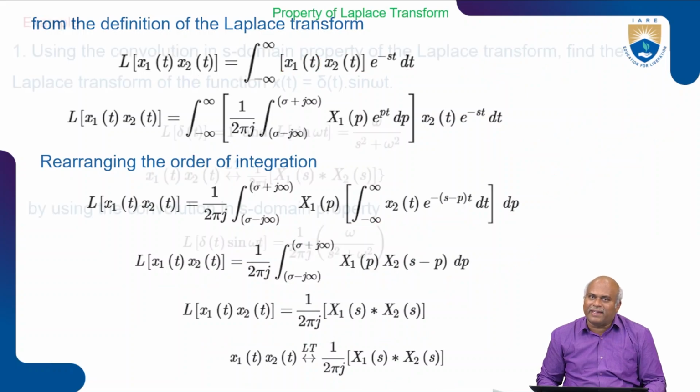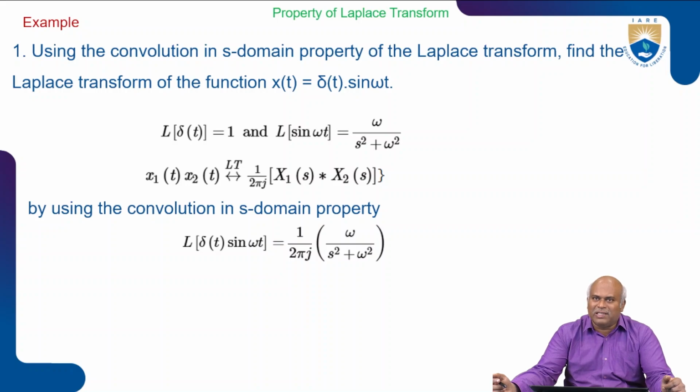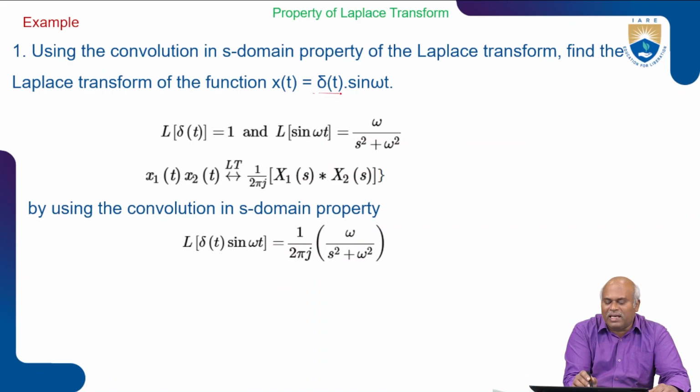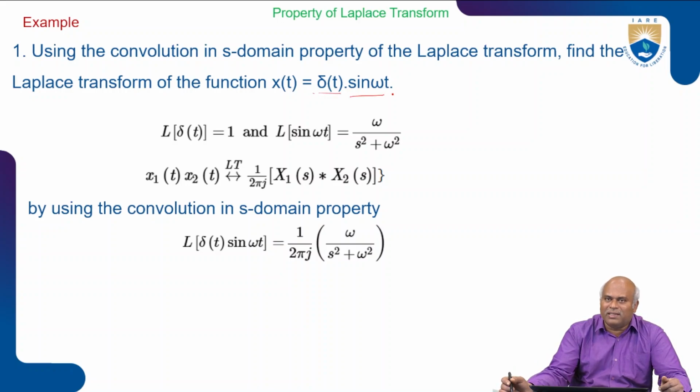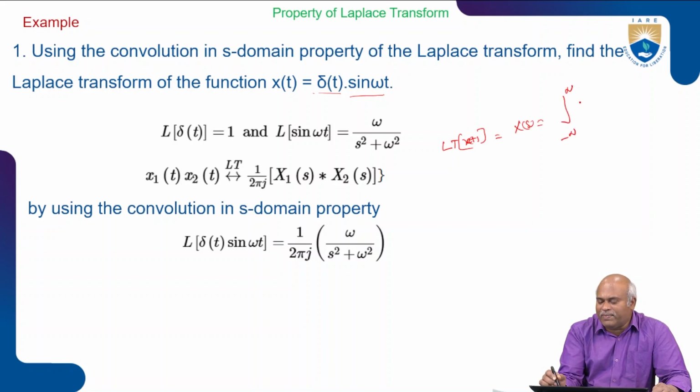We take some example. Okay, using the convolution in s domain property of Laplace transform, find the Laplace transform of the function x of t is equal to del of t into sine omega t. So two signals we are using, del of t as well as sine omega t. So the Laplace transform of del of t we know is 1. How is it represented? That is, the Laplace transform of x of t is equal to X of s. This formula we know well, that is minus infinity to plus infinity of x of t e power minus st dt, we wrote.